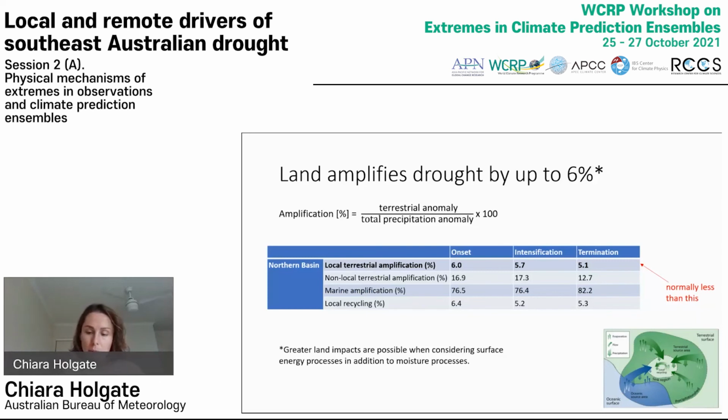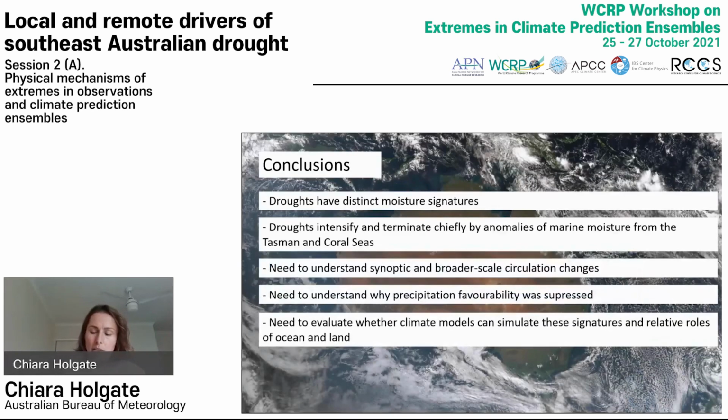So to sum up what we've learnt from this analysis, we can see that droughts have distinct signatures in terms of moisture that either reaches or doesn't reach the region. And this appears to, at least for Southeast Australia, be mainly due to circulation anomalies redirecting marine moisture, in particular from the Tasman and Coral Seas to the east of the continent. And this suggests that we need to investigate the impact of synoptic systems and large-scale modes of circulation on the relationship between zonal winds, moist advection, and rainfall in drought-prone regions of the world like Southeast Australia.